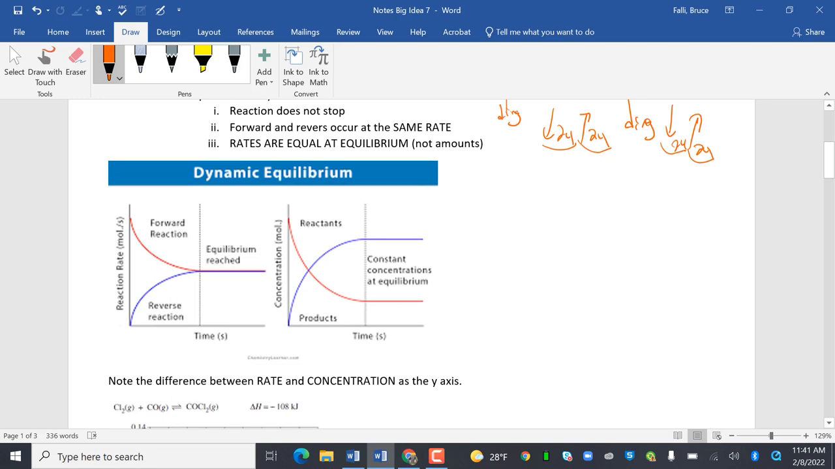So here's a couple of graphs that talk about how you can be confused by this. Notice this one right here is the rate. The forward rate and reverse rate are equal. The rates are equal at equilibrium. This is the concentration, which is the amount, basically. And notice the amounts are not equal, but the amounts are constant.